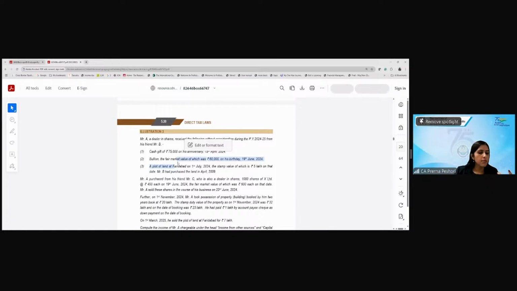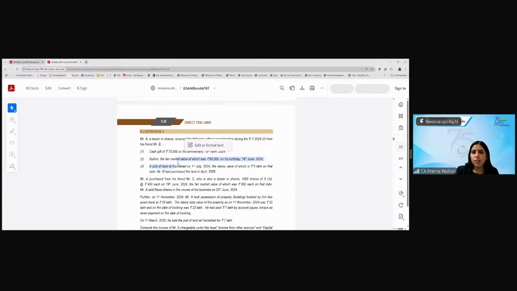Yes. What will be the taxability of this? Bullion is also fully taxable? Yes, Devrata, correct. So this is more than 50,000 received without any consideration, the fair market value of which is more than 50,000. So on birthday also, if you receive it, this will become taxable. So entire 60,000 will be taxable.